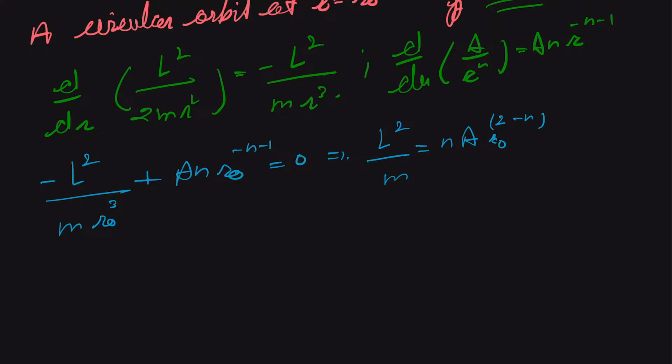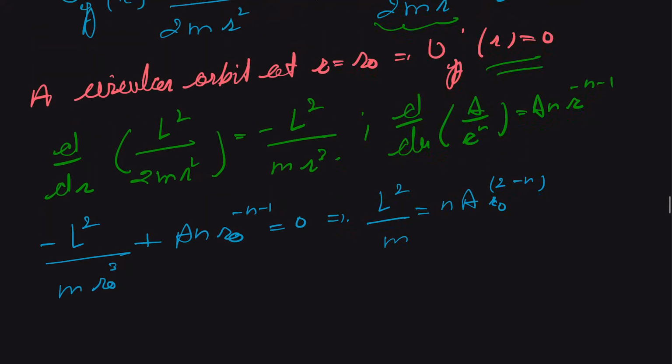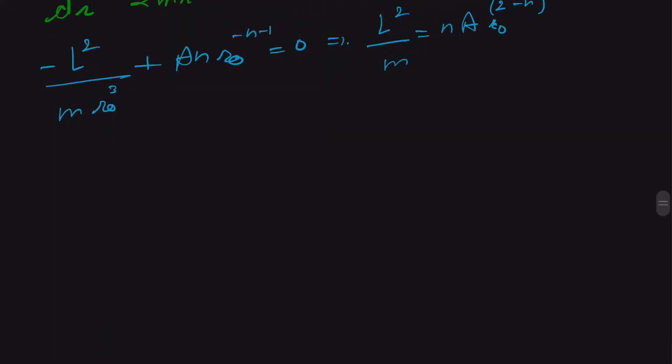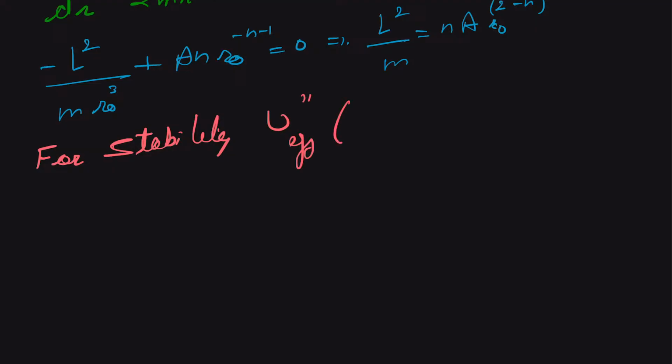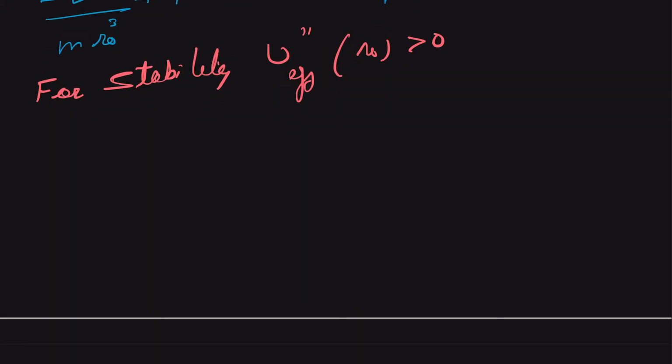And for stability, the double derivative of our V effective should be greater than 0. So you can say for stability, we know that the double derivative of V effective at r naught should be greater than 0. So let's find out its second derivative.